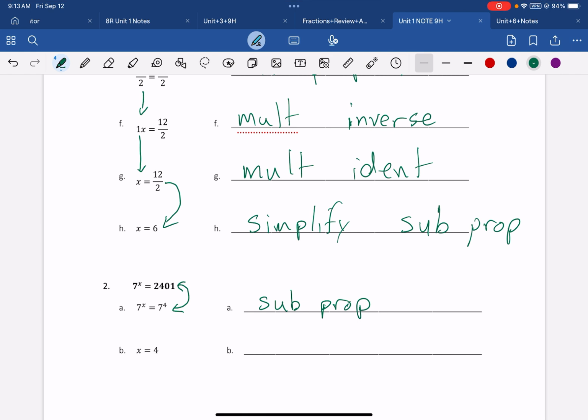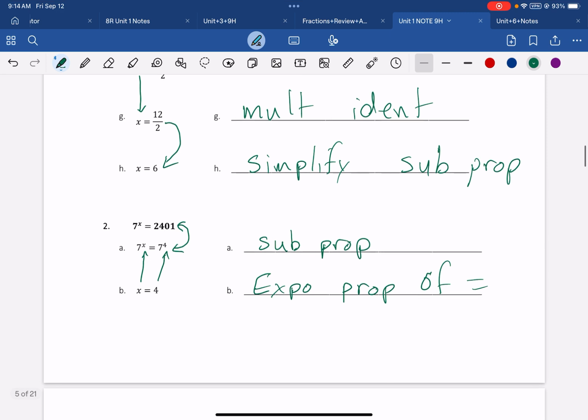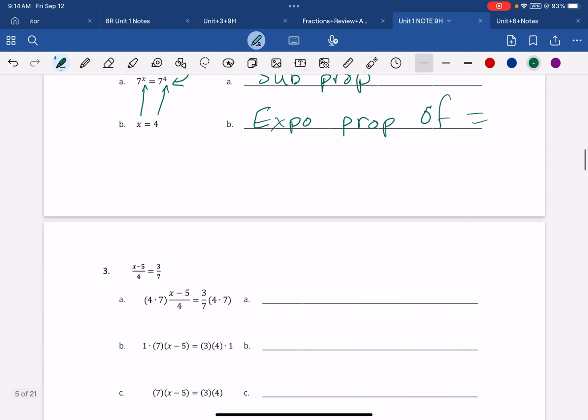And then now we use the exponential property of equality, where see how the bases disappeared and all you have is the exponents, x and 4. They are equal to each other. As long as the bases are equal, then the exponents are also equal. All right, let's go on to this one.